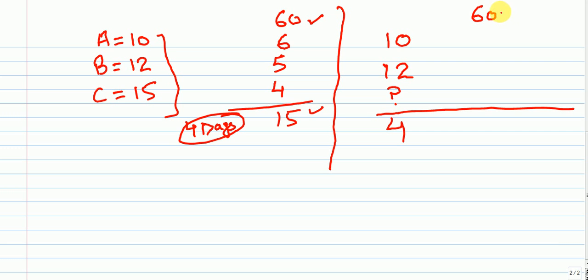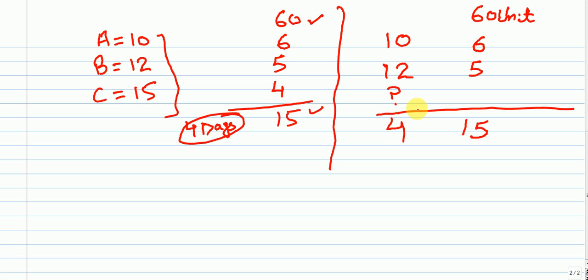60 units. Over here, as I said, we have to calculate one day's work. A will complete in 10 days. In one day, 60 by 10, that is 6 units this particular person will complete. B will complete 5 units. Now with the help of C, they will complete the work in 4 days. In one day, how many units will they complete? 60 by 4, that is 15 units.